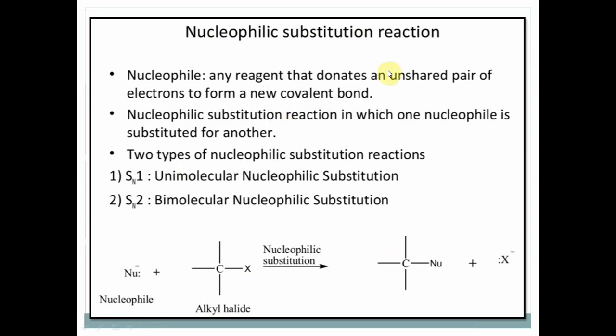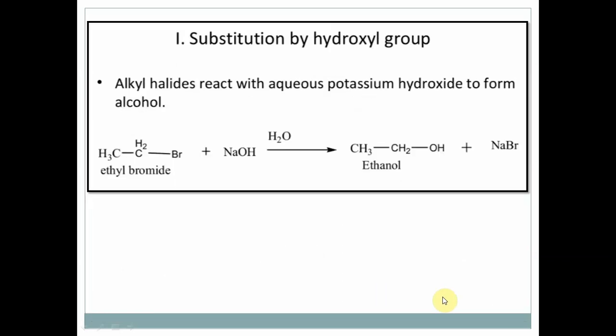First, nucleophilic substitution reaction. Nucleophile, we know, is any reagent that donates an unshared pair of electrons to form a covalent bond. A nucleophilic substitution reaction is one in which one nucleophile is substituted for another. There are two types of nucleophilic substitution reaction: SN1, unimolecular nucleophilic substitution, and SN2, bimolecular nucleophilic substitution. This is the nucleophile and alkyl halide. This nucleophile attacks here, and this X is removed from here, and we are getting this substitution product.